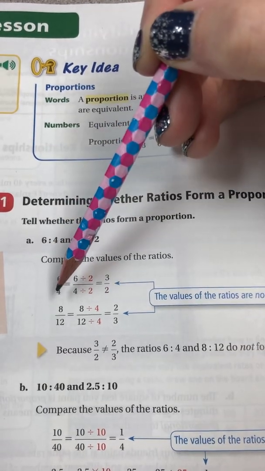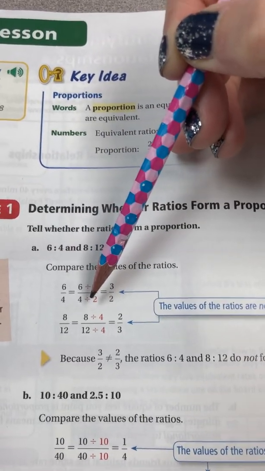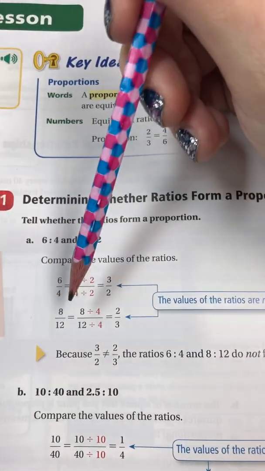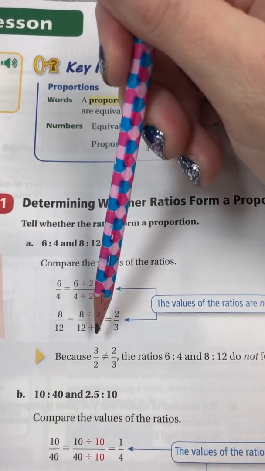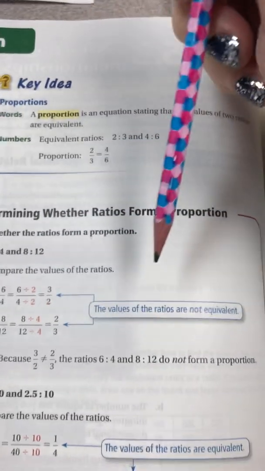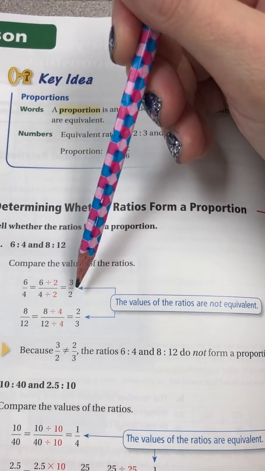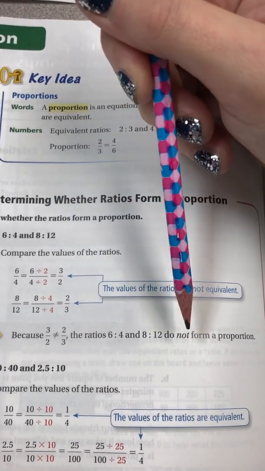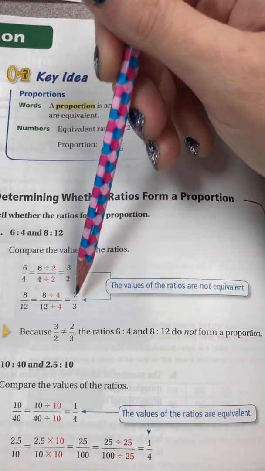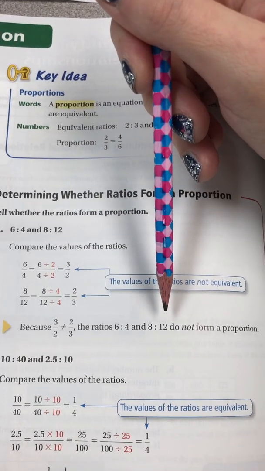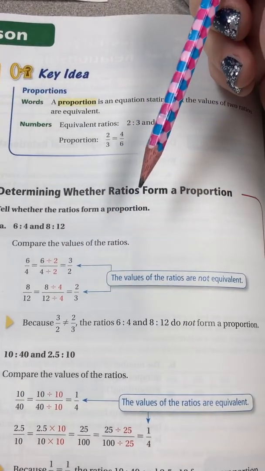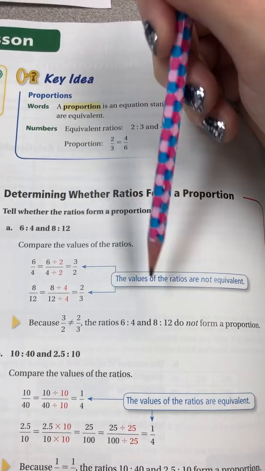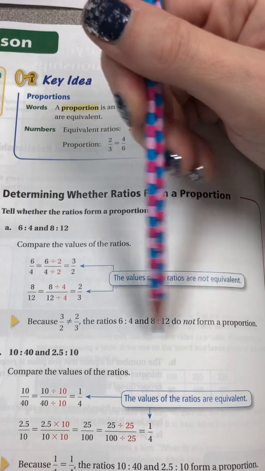And so 6 over 4, we can simplify by dividing top and bottom by 2 and get 3/2. And then we can take 8/12, divide top and bottom by 4 and get 2/3. So because 3/2 and 2/3 are not equal, then the ratio of 6/4 and 8/12 are not a proportion because they did not simplify to the same rate, so they're not proportional. So if you didn't write all this down, go ahead and pause now and write it down. And you don't necessarily have to write all these words, but I would write this one with the yellow triangle for sure.